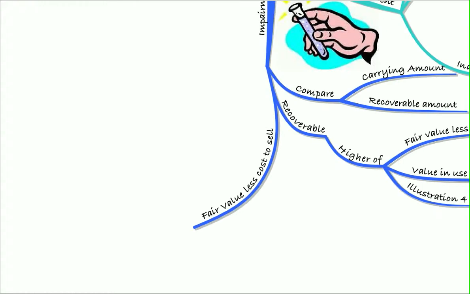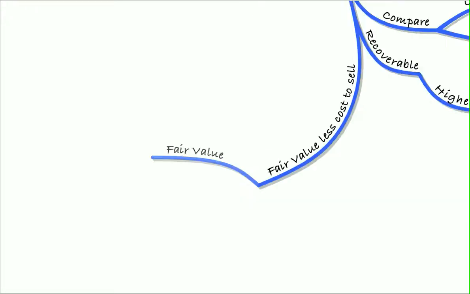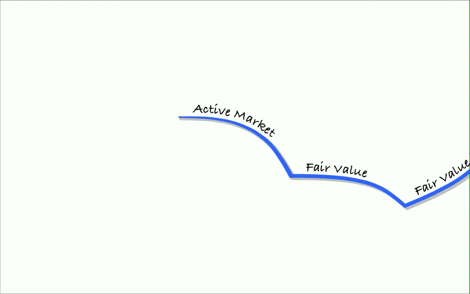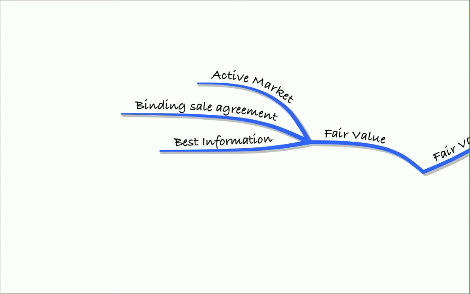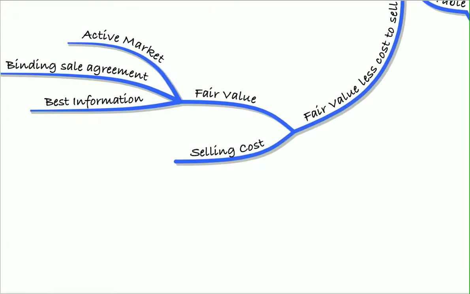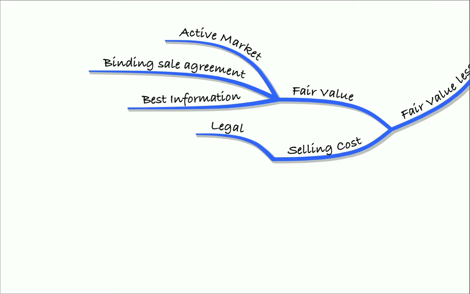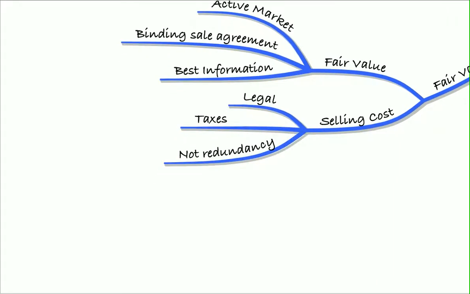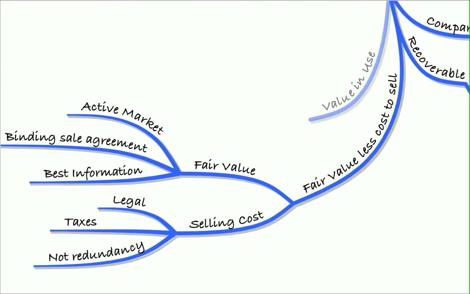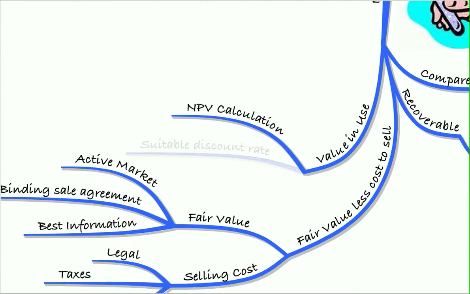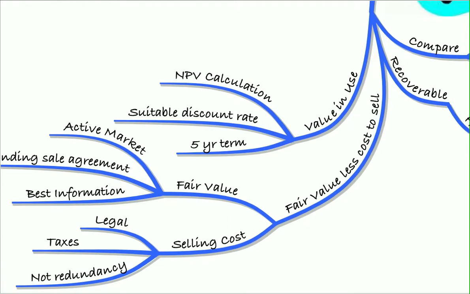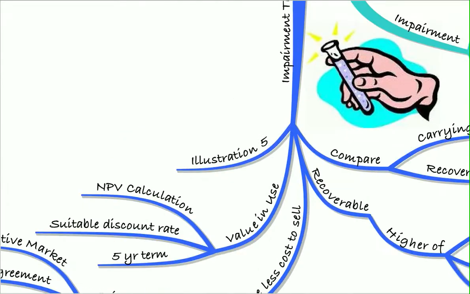Looking at the detail, the fair value less cost to sell will be the fair value in an active market or if you have a binding sale agreement, but basically using the best information that you have. When it comes to the cost to sell, well, the selling costs you can bring in here are legal costs or taxes, but not redundancy costs. When it comes to value in use, the value in use will be the present value of the future cash flows, discounted at a suitable discount rate over 5 years. So we did a detailed illustration of that in illustration 5 to compare the two of those. So that's our impairment test.